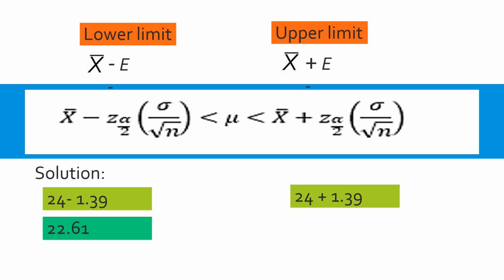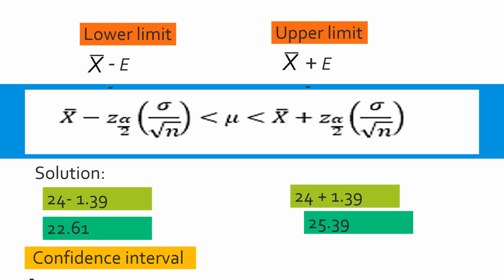So meron tayong 22.61 as the lower limit and 25.39 as the upper limit. So therefore, the confidence interval would be 22.61 to 25.39. At kung yan naman ay babasahin mo, ang pagbasa ay from the center, we have the population mean should be greater than 22.61 but less than 25.39. Okay?